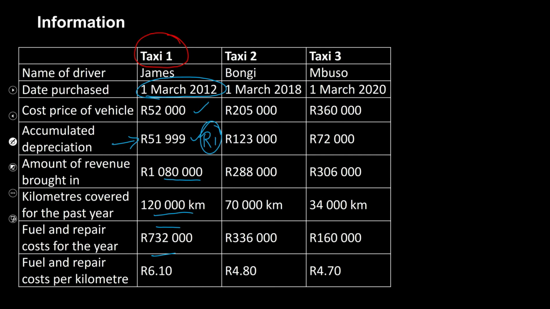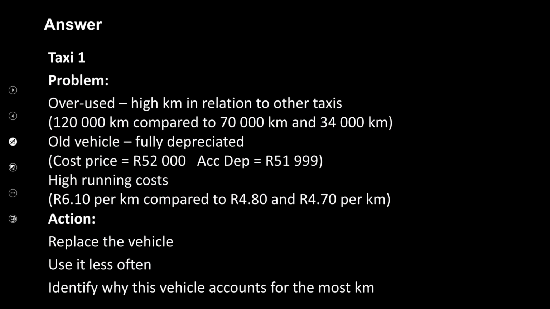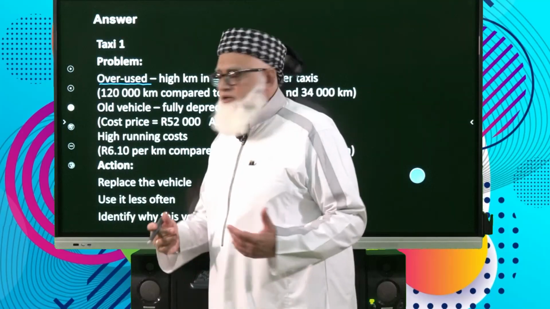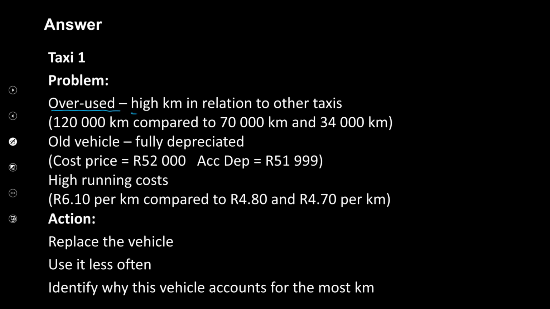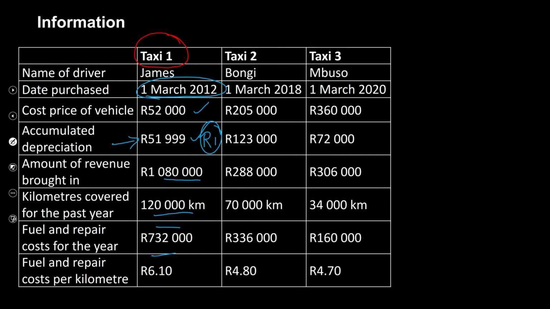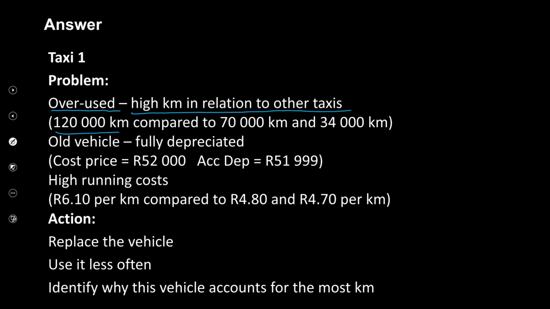Okay. Let's look at our possible challenges or problems. Number 1, this vehicle is certainly overused. Why do we make that statement? It's high kilometers in relation to the other taxis. Watch here. It's 120,000. Again, we're quoting figures based on the information. There's 120,000 in relation to 70,000 and 34,000. So clearly you can see that in relation to the others, it's definitely overused.